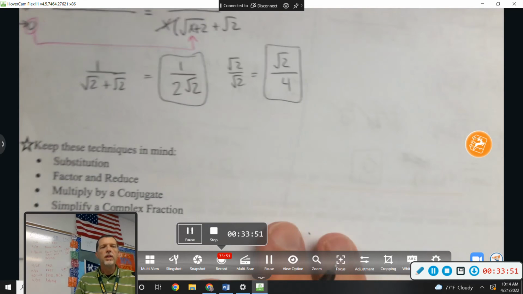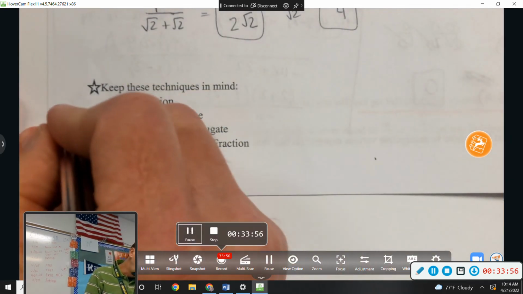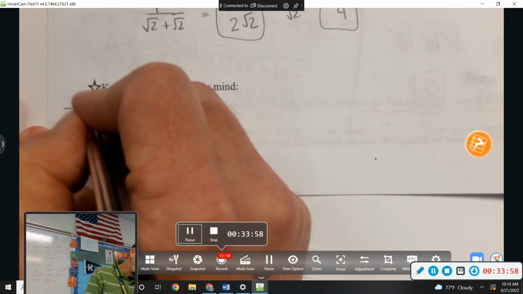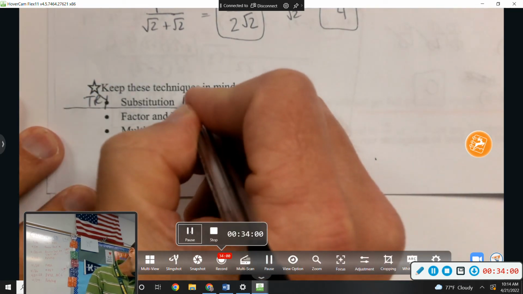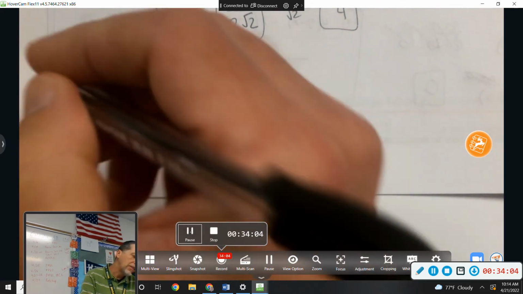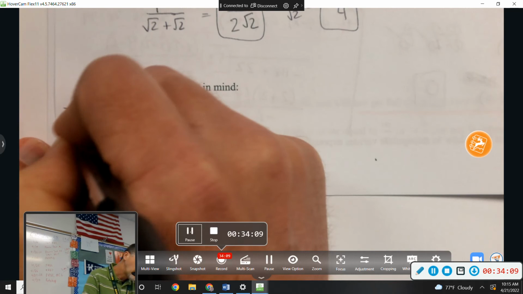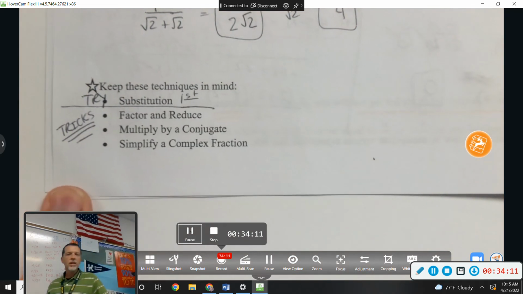Again, here's sort of the summary, but I would rephrase this. Try substitution first, always. And if it doesn't work, then you get to use one of the tricks: factoring, conjugate, or fractions.